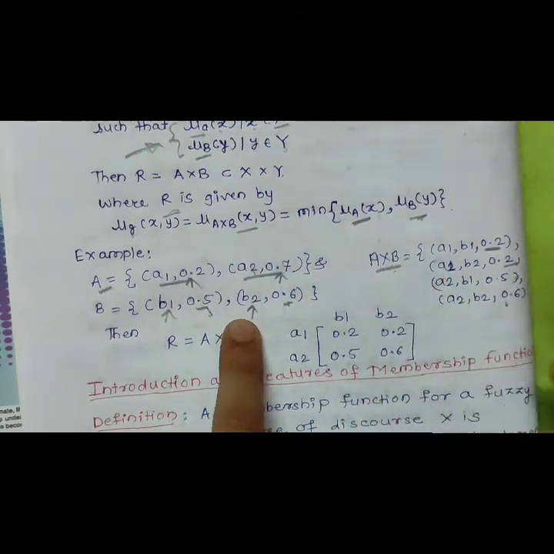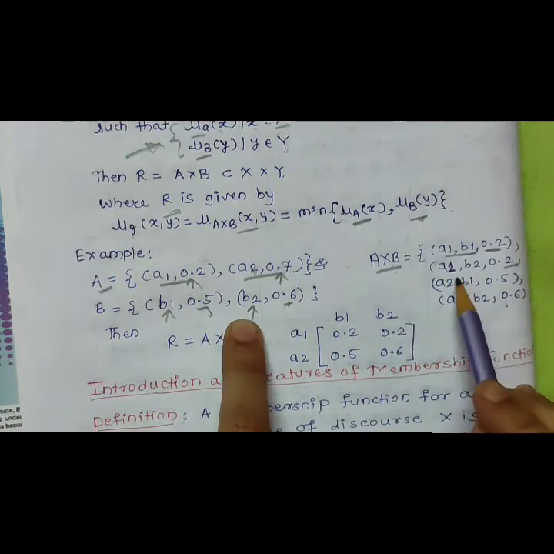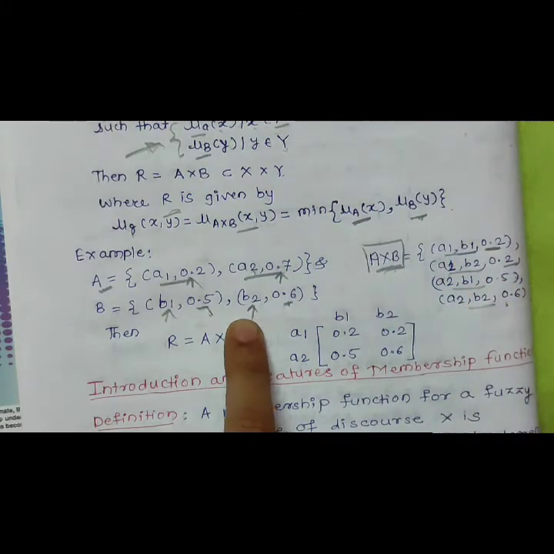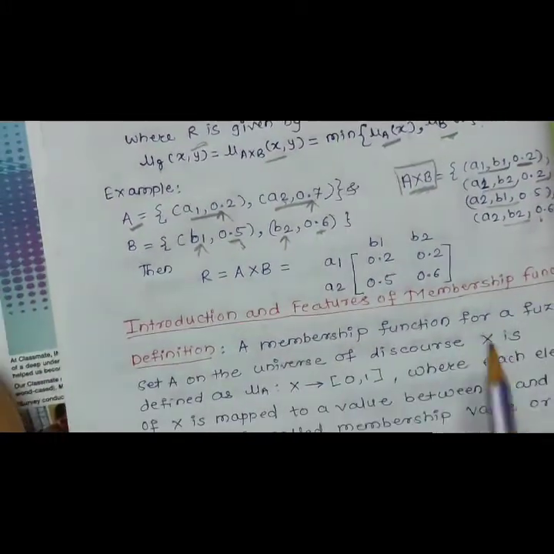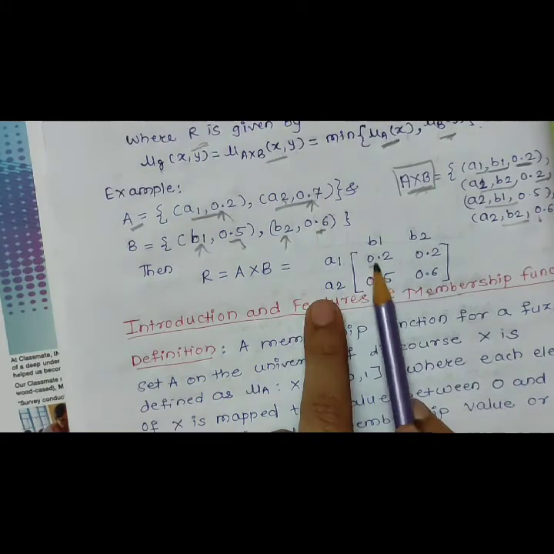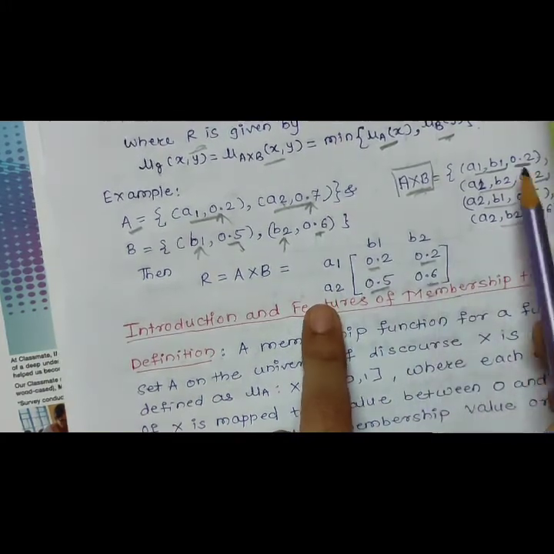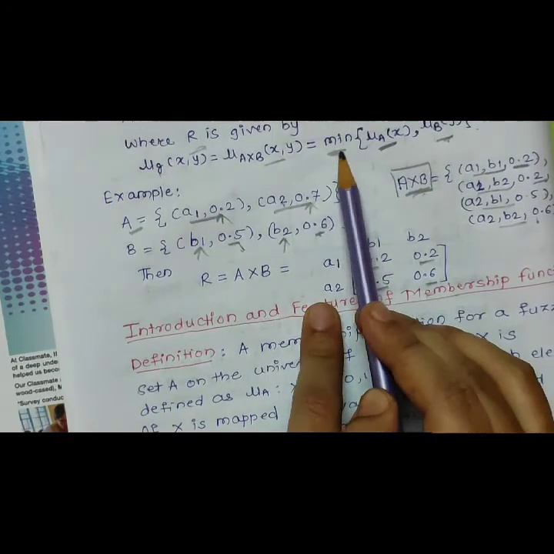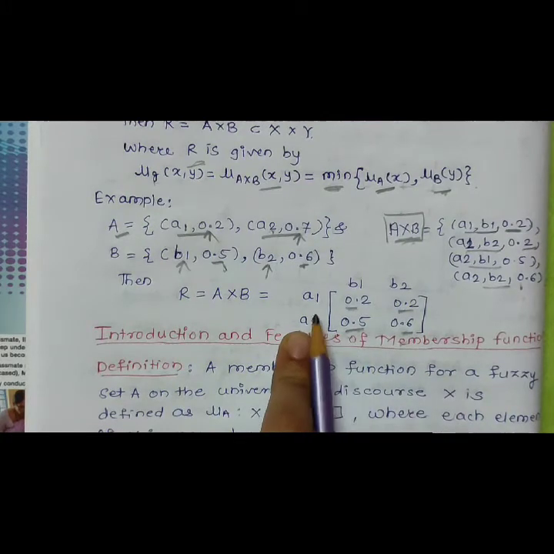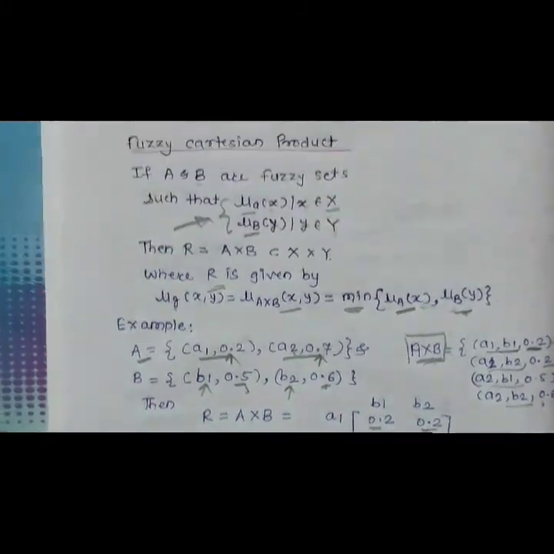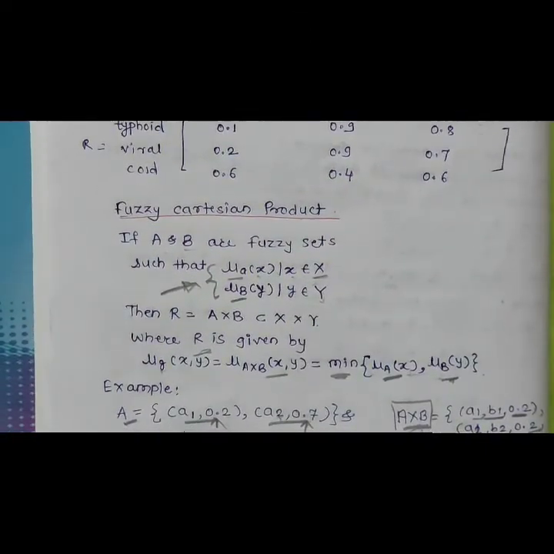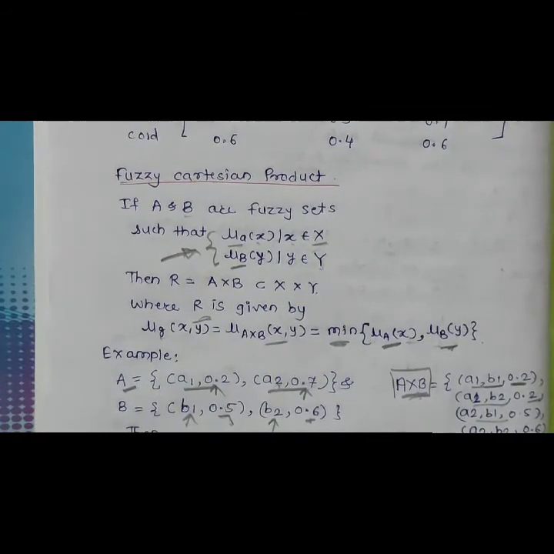So these four sets will be there in the Cartesian product. We call them ordered pairs. These ordered pairs will be there in the Cartesian product, and in matrix form this can be represented with A1, A2 and B1, B2, and these are the membership values that we got by applying this rule. The minimum of the two values will be the final value, and that can be represented in the form of a matrix here. So this is about the fuzzy relation example and how to find out the Cartesian product of a fuzzy relation.